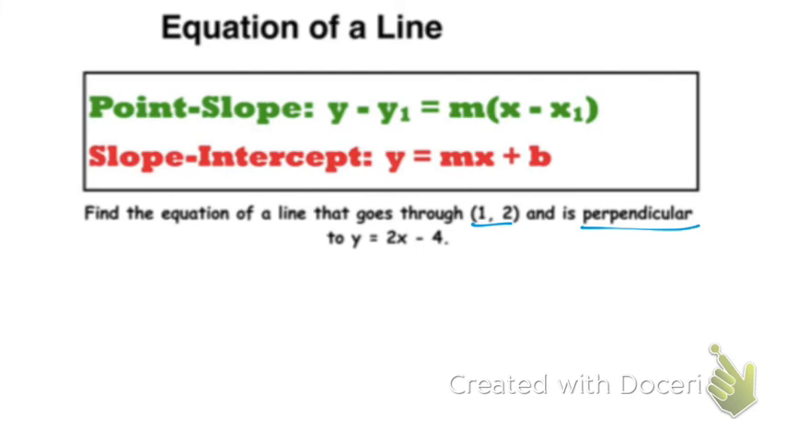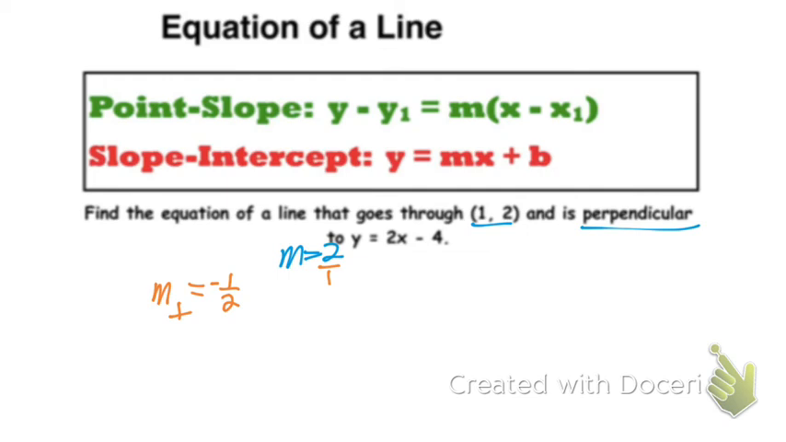So we want to go through this point, but do we know the slope? No. But we know it's perpendicular to this line. What's the slope of this line? 2, because it's with the x. But do we want the same slope? We want what kind of slope? Perpendicular. What's the perpendicular slope to 2? Negative 1 over 2, because 2 is equal to 2 over 1. So it's negative 1 over 2.